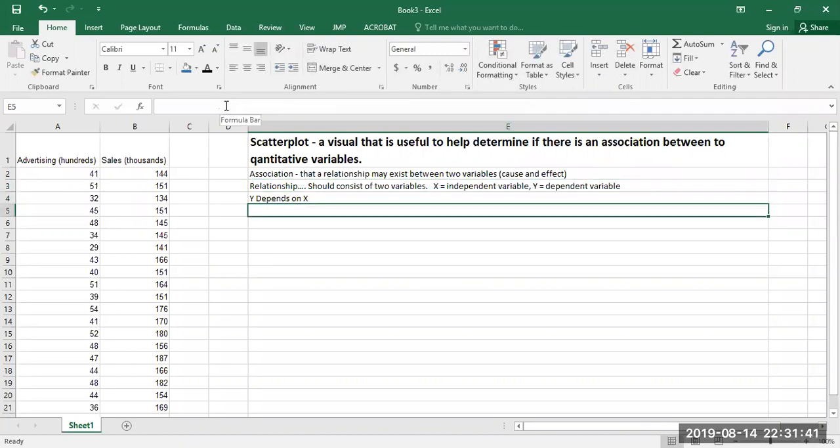Now, the very first thing that we want to talk about is a scatter plot. In order to make a scatter plot, that's a visual that helps us to determine this association, we want to make sure that the X variable is in the first column and the Y variable is in the second column.